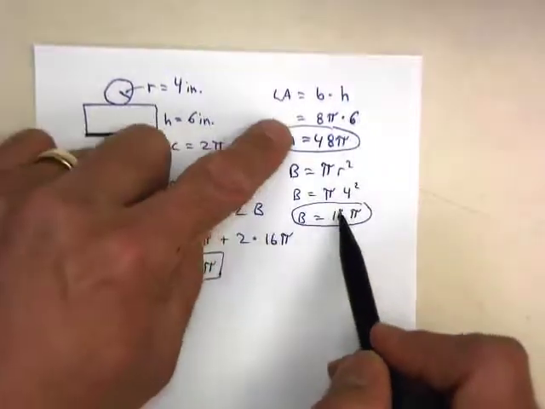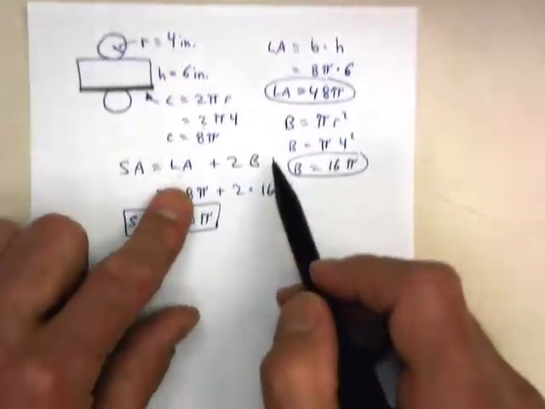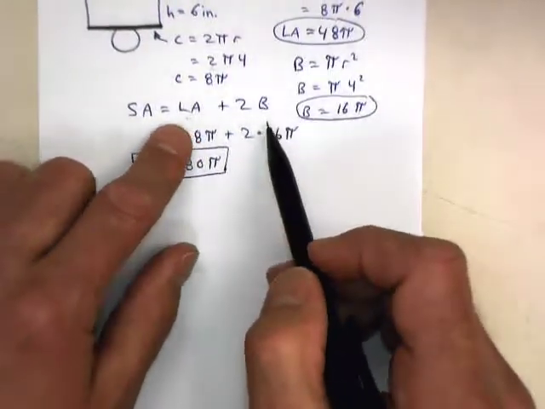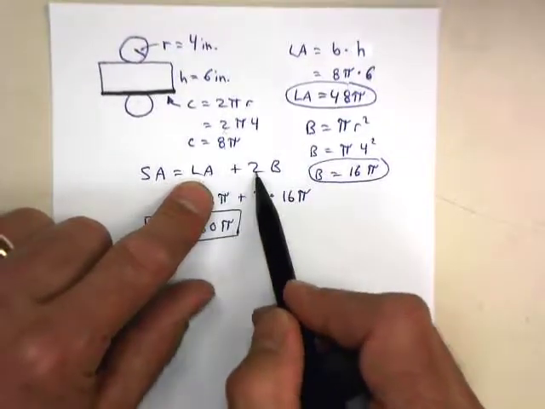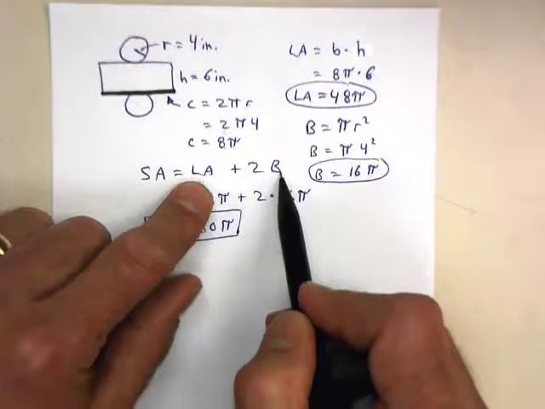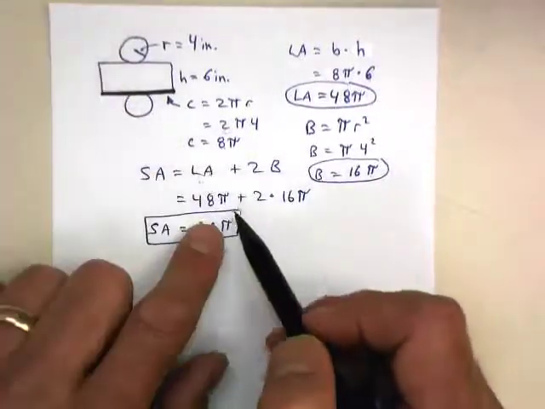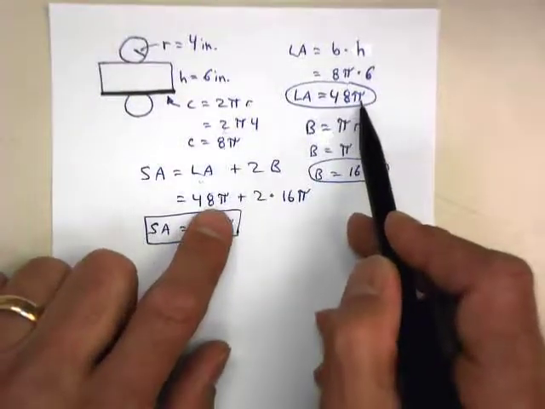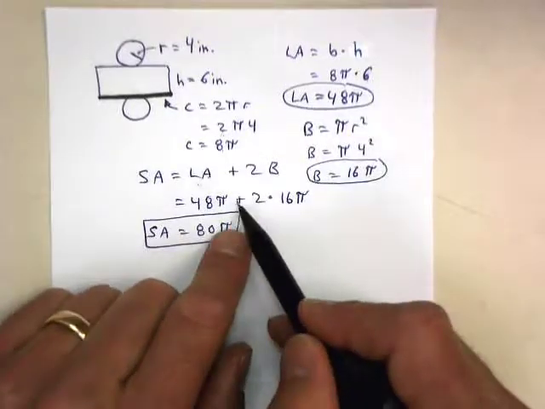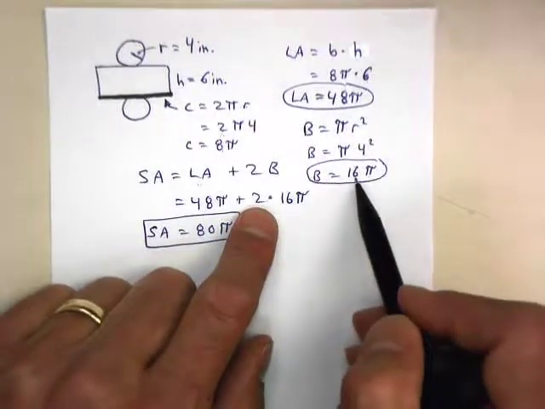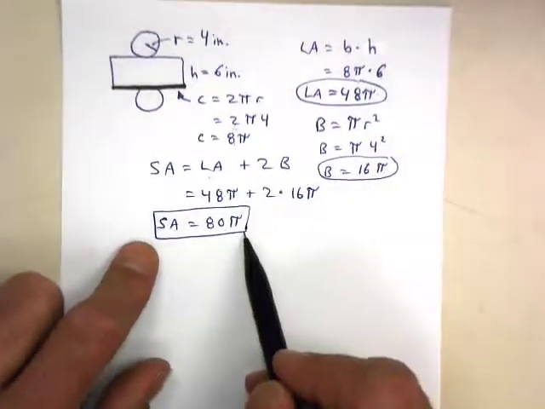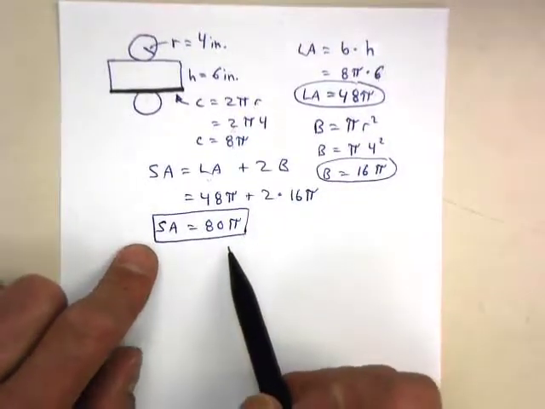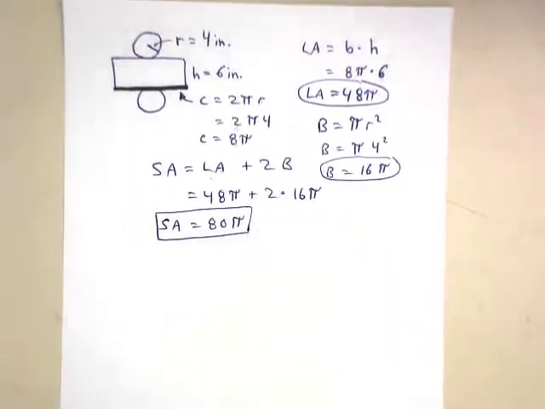So now I have my pieces, and I can put them together. The surface area of a cylinder is lateral area plus 2 times the area of the base, since there are 2 bases. So for lateral area, plug in 48 pi, plus 2 times the area of the base, which is 16 pi. And therefore the surface area of this particular cylinder is 80 pi.